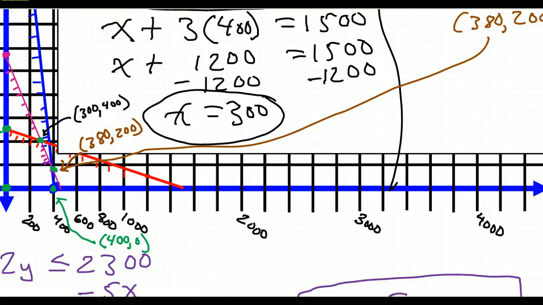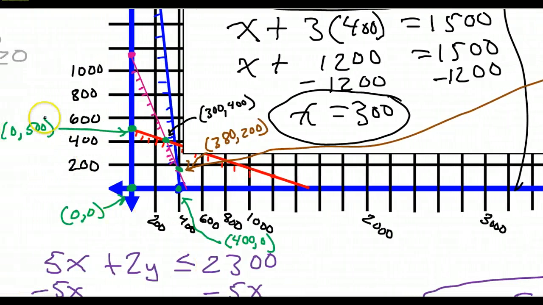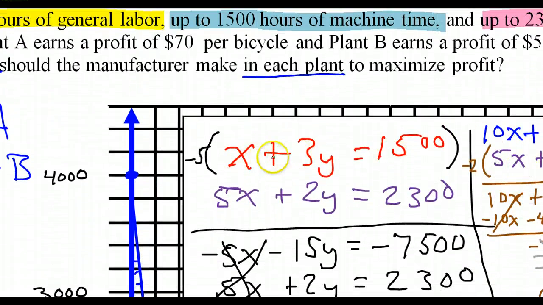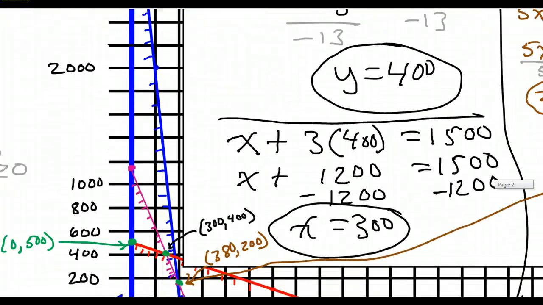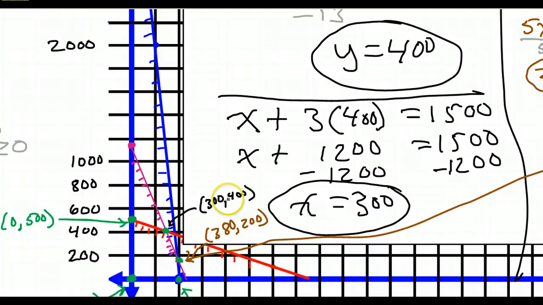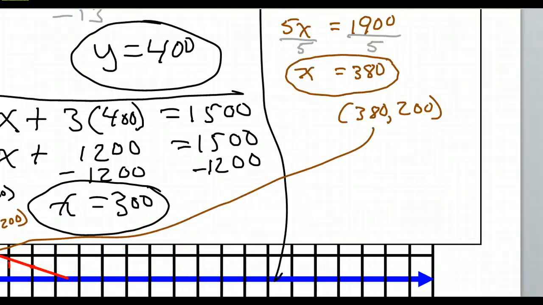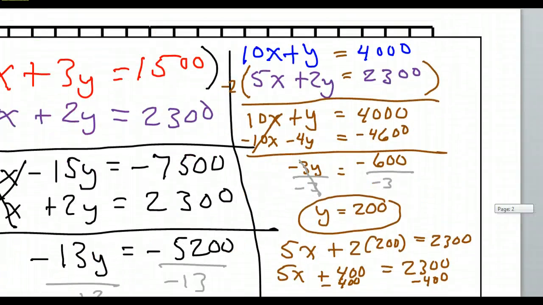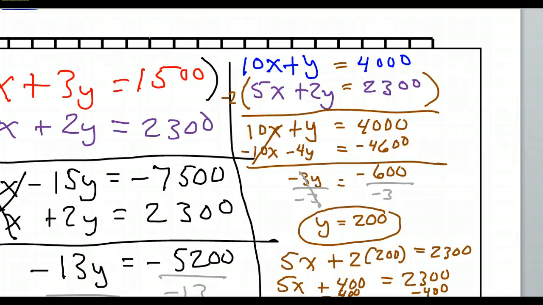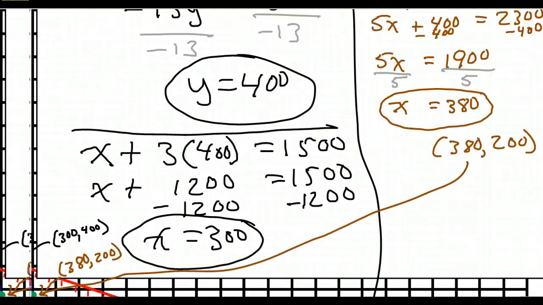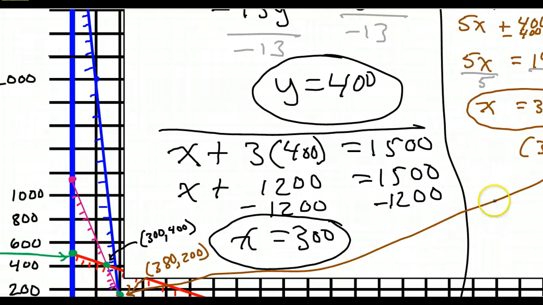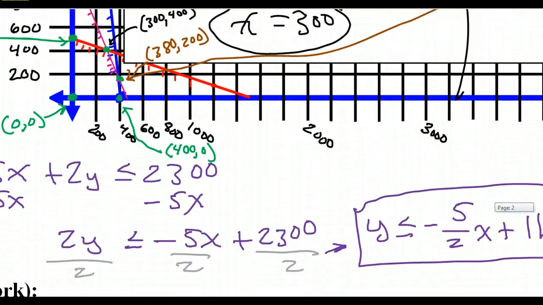Okay, now we have all 5 points. I've got the 3 green ones that were easy to see right from the beginning, but I had to solve a system to find out where the red and the purple met. I had to do elimination method with the red and the purple. All right, and it came up with 300 comma 400. To see where the purple and the blue met, I had to do the elimination method with the purple and the blue. And I came up with 380 comma 200. All right, that was harder. It really doesn't get any harder than this.